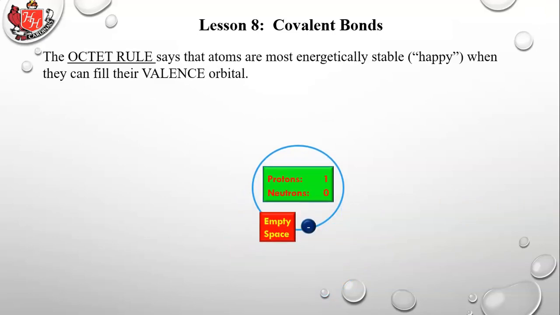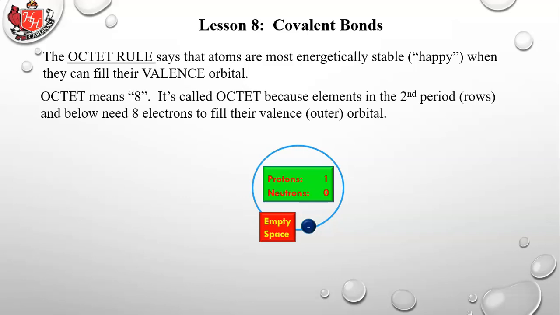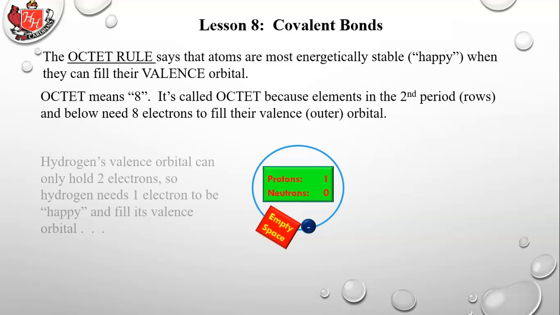The octet rule says that atoms are most energetically stable, happy, when they can fill their valence orbital. Octet means 8. It's called octet because elements in the second period and below need 8 electrons to fill their valence outer orbital. Now the first row is the only exception to that. It's hydrogen and helium, and it only can hold 2 electrons in its valence orbital. So it's still called the octet rule, but in the case of hydrogen, hydrogen can only take on one more electron to fill its valence orbital.